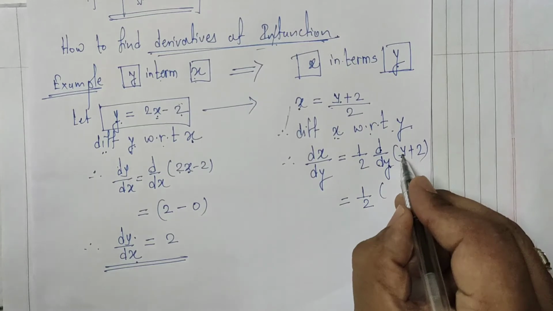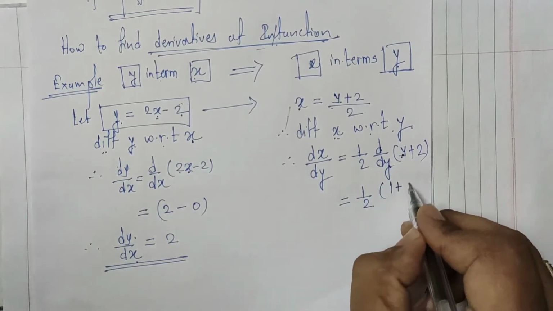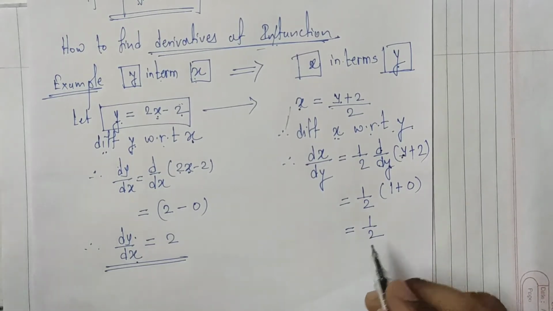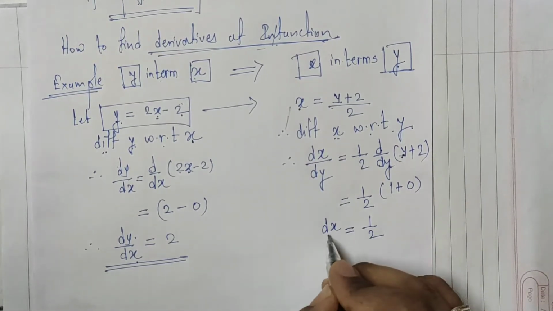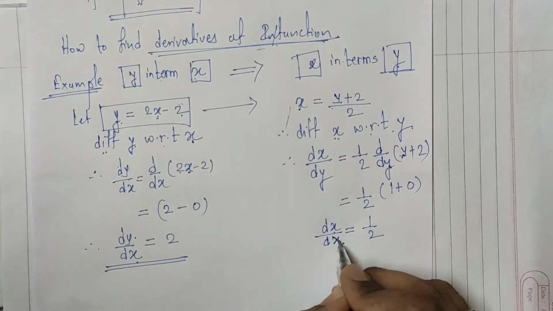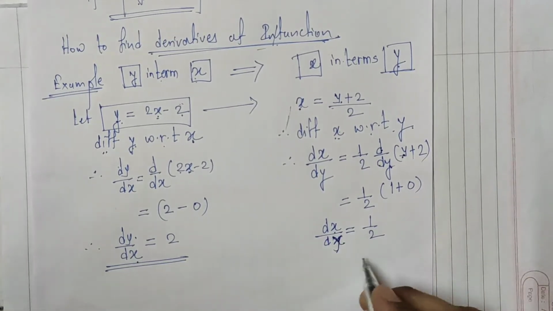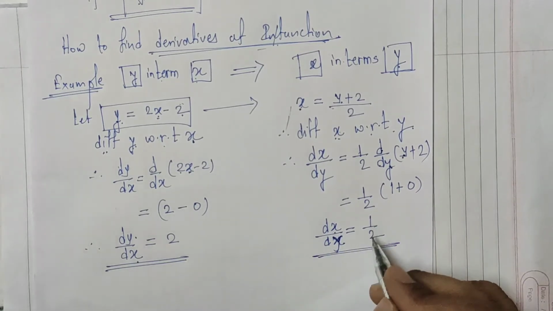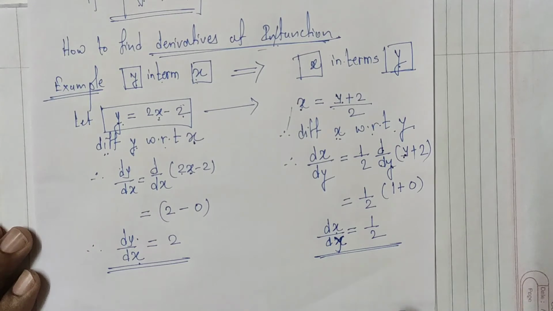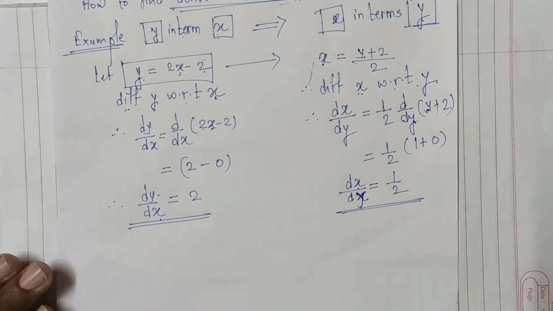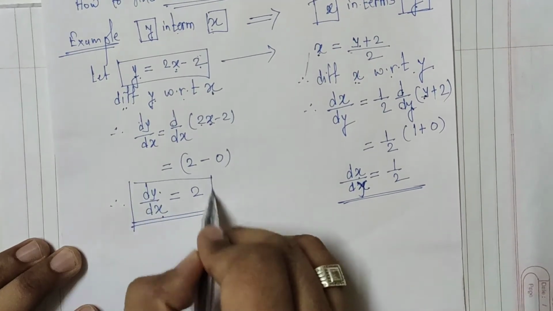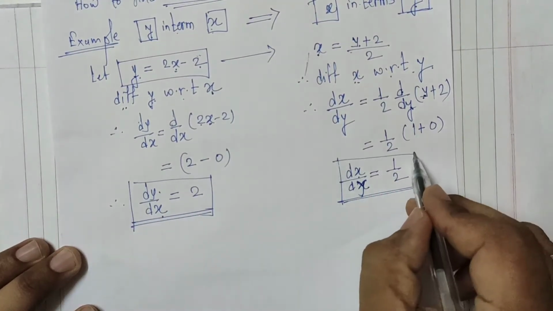With respect to y the derivative is 1, and 2 is a constant whose derivative is 0, so your answer will be 1 by 2. Therefore the derivative of x with respect to y is 1 by 2. So here what you will observe is the relation between dy upon dx and dx upon dy.